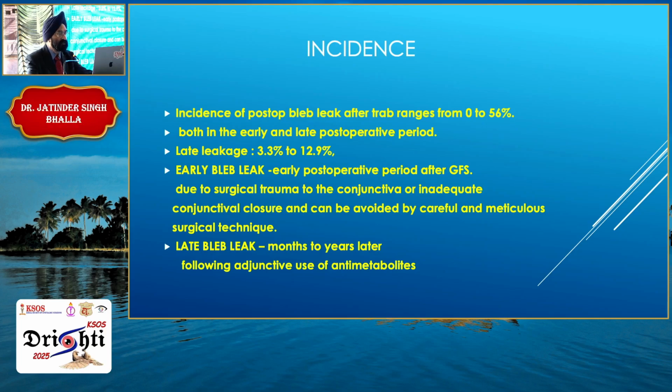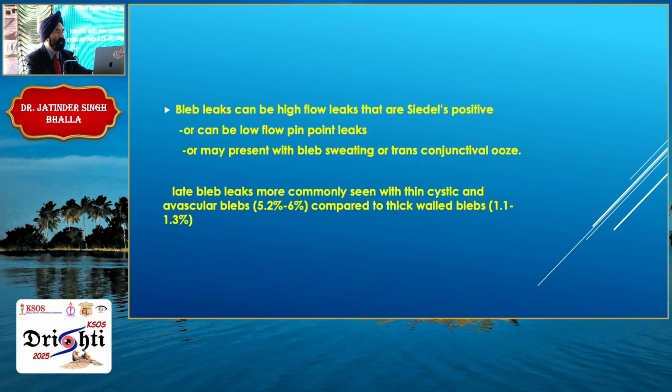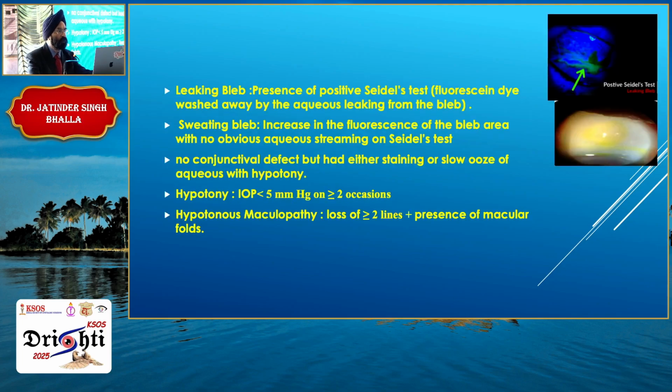Early bleb leak occurs in the early post-op period after glaucoma filtering surgery, and it is usually due to the surgical trauma to the conjunctiva or inadequate conjunctival closure, and it can be avoided by careful and meticulous surgical technique. And the late bleb leak occurs months to years later, and it is usually following adjunctive use of the antimetabolites. Bleb leaks can be high flow leaks that are CDL positive, or they can be low flow leaks that may present with just bleb sweating or transconjunctival ooze. And late bleb leaks are more commonly seen with cystic avascular blebs compared to the thick walled blebs.